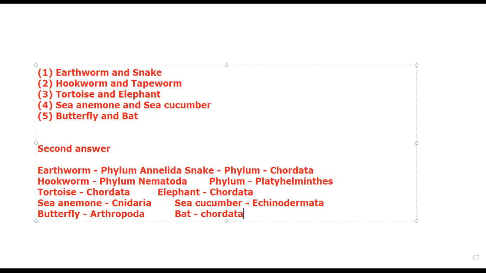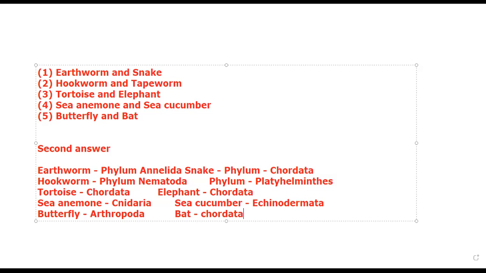So among these, who are evolutionarily closer? Tortoise and elephant. But most of the children didn't select the third answer, tortoise and elephant.